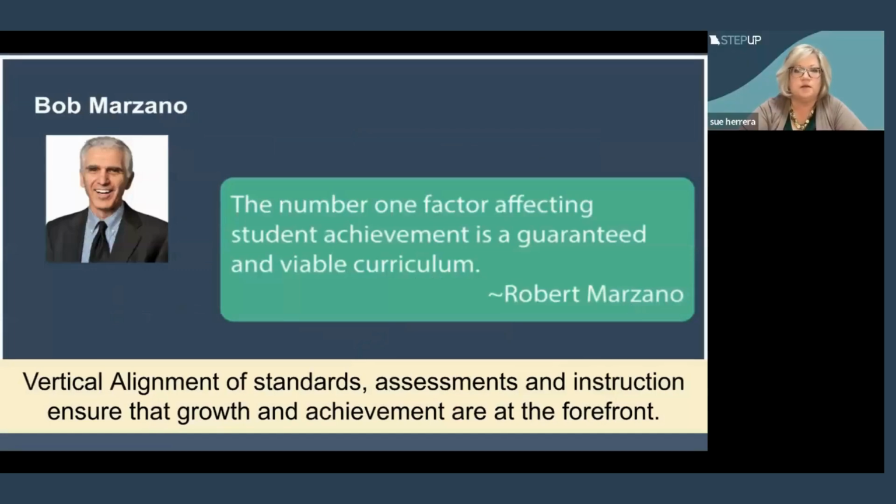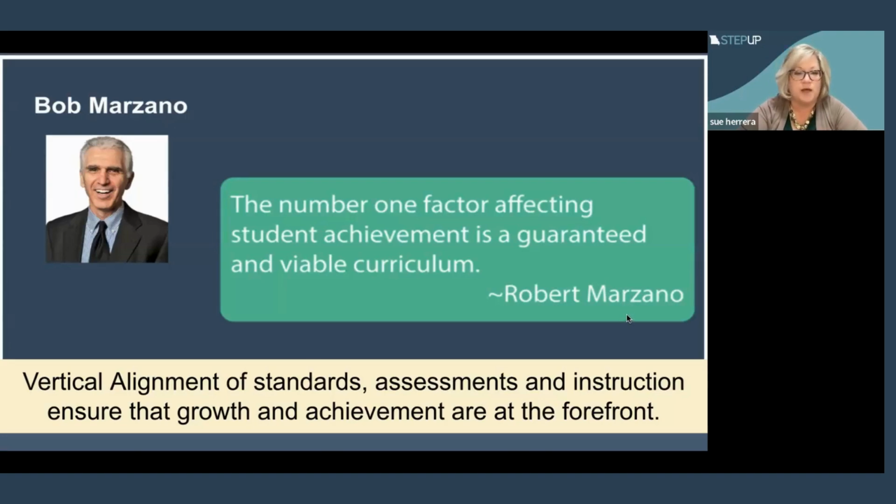We say the same thing every time. It is the guaranteed and viable curriculum that is the number one determining factor in student achievement. So as we're looking at growth using the MO-DVT, some questions we want to ask ourselves are: are we covering all the standards in a way that we should be? Do we have a viable scope and sequence? Do our assessments reflect the level of competency that we know they're going to be assessed at? And does the instruction ensure that we're using high yield instructional strategies to deliver that instruction?